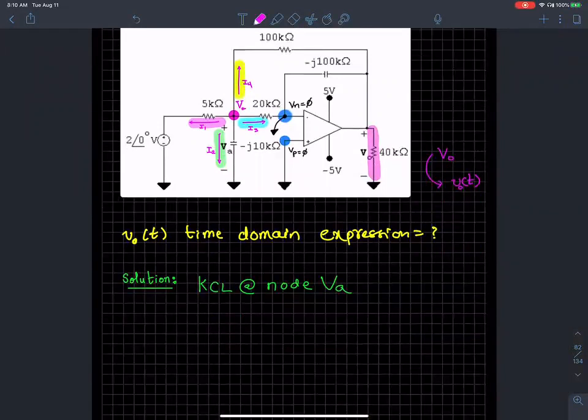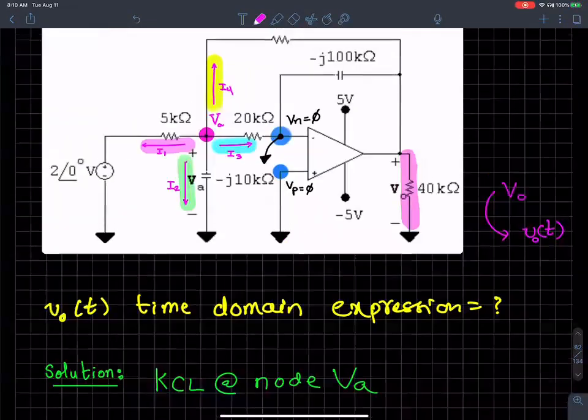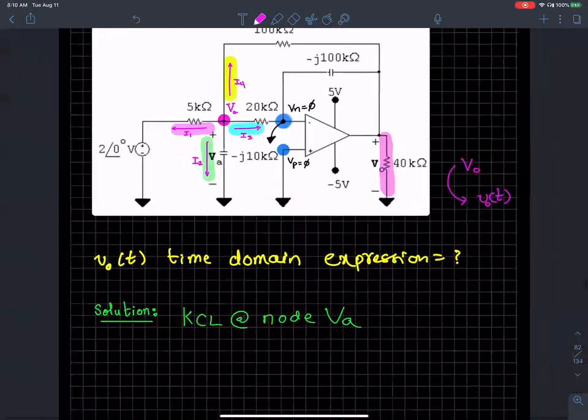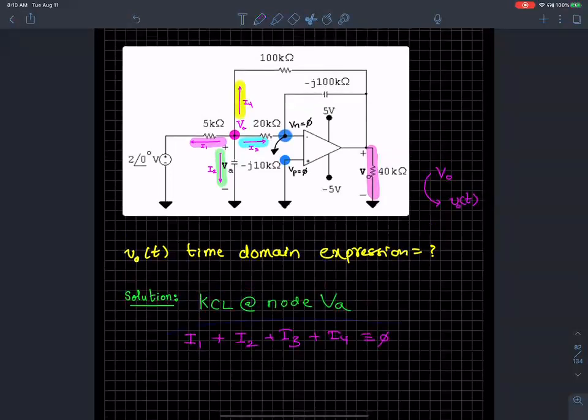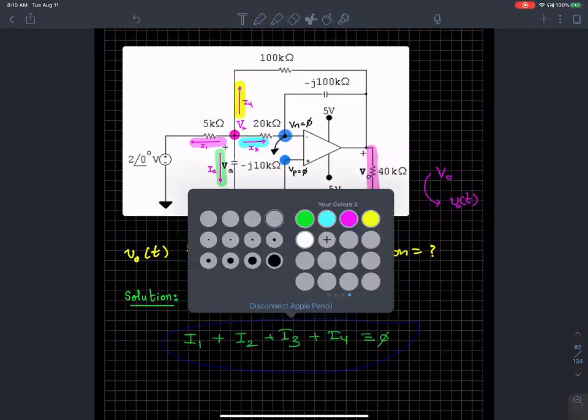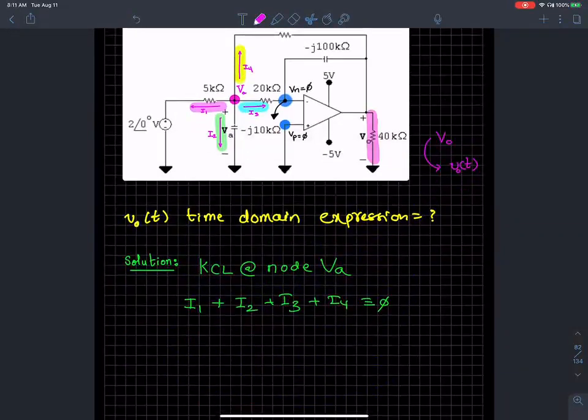Okay, so when we are writing the KCL at this node, I1, what's the value of I1? So the KCL is I1 plus I2 plus I3 plus I4, all of that equals zero. That is the KCL. Okay, I1, that's the one shown in purple, is negative 2 angle 0 degrees. It's in phasor form.